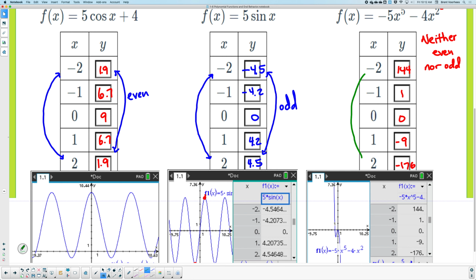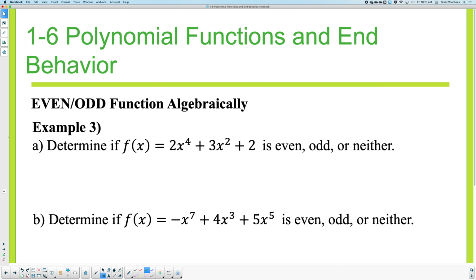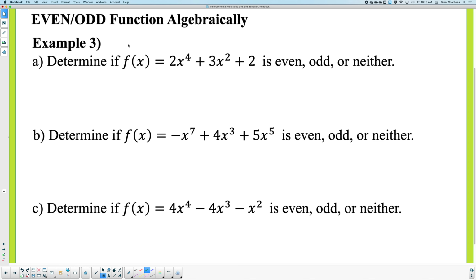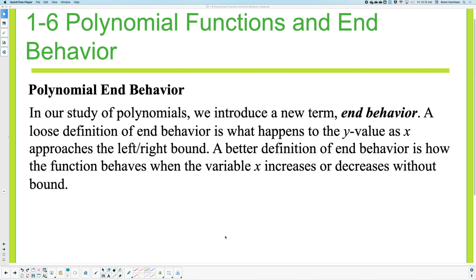All right, with that, let's go on to the next one here. Even or odd functions, Example 3. I'm going to give you a few seconds to think through this yourself. So I'll pick up here in a moment. Take a second to think through what you think these are. Talk about the end behavior.